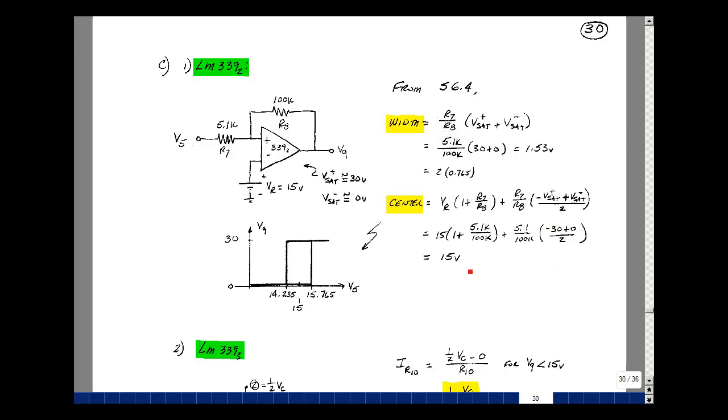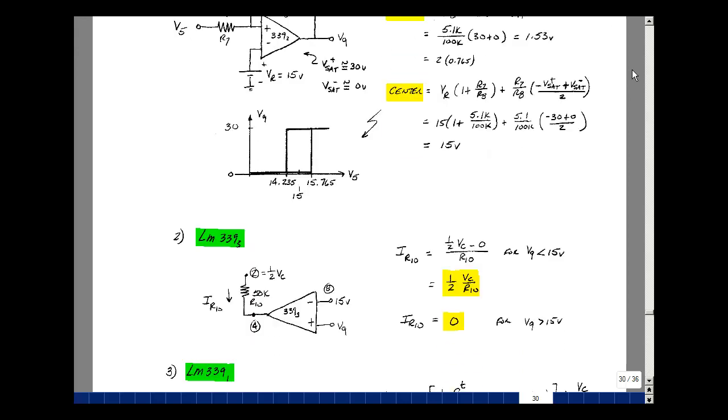and I get 15 volts. So the center of my hysteresis loop is about 15 volts, plus or minus 0.765. So 15.765, and then subtracting that, I get 14.235. Again, this is a non-inverting hysteresis loop. We're going to come this way, come up this way, can go back out, and then come back down this way.